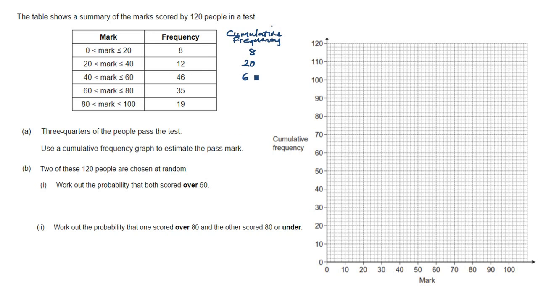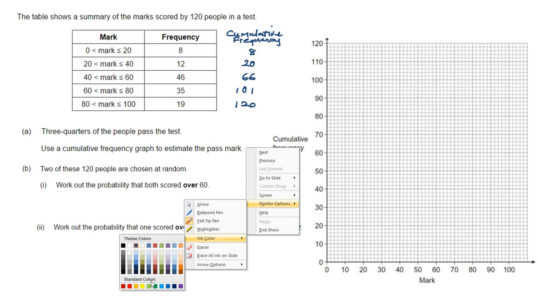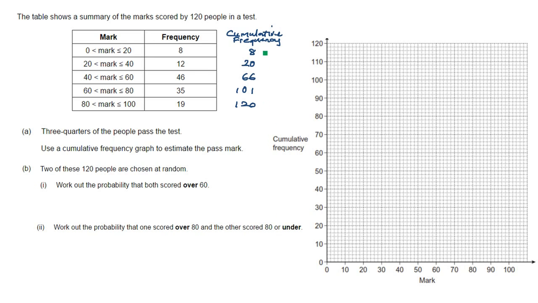66 add 35, well, that's going to be 101. So we're at 101 now. And if we add 19, that gets us to 120. So good. That's given us a little check. We know that our cumulative frequency column must be correct. We can also do another thing.